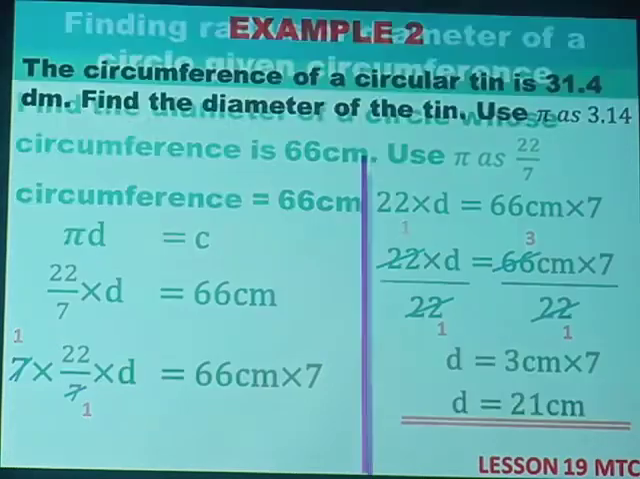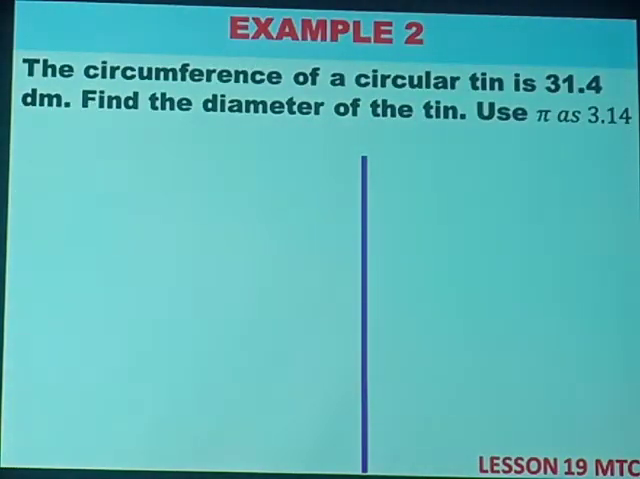Now, let us also take a look at example 2. Example 2 says, the circumference of a circular tin is 31.4 decimeters. Find the diameter of the tin. Use pi as 3.14. Our pi in example 1 was 22 over 7. And you know it very well when to use pi as 22 over 7. In this situation, they want us to use pi as a decimal.